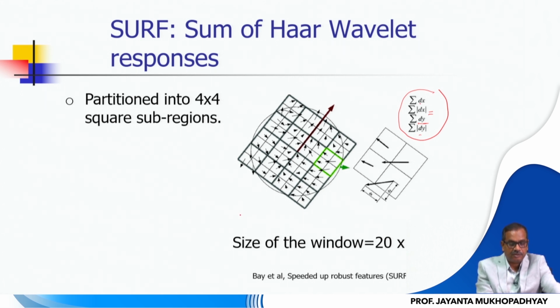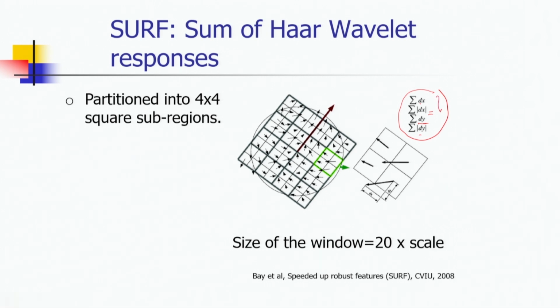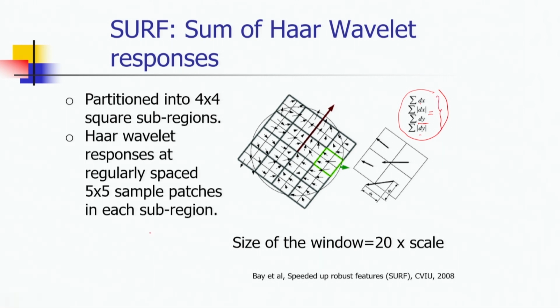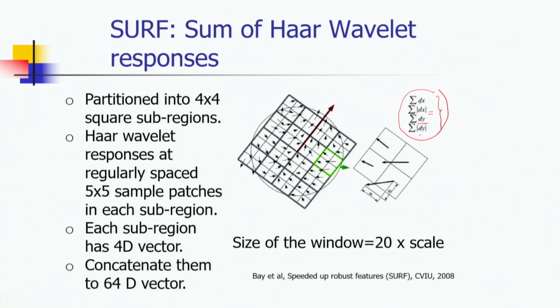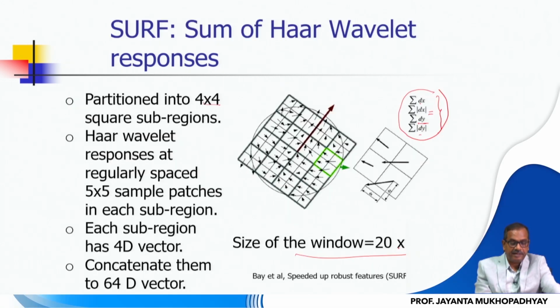The window is partitioned into 4 cross 4 square subregions, and for each subregion you compute these values. Responses are computed on regularly spaced 5 cross 5 sample patches. So each subregion has a 4D vector. We have 4 cross 4 square subregions, so 16 into 4D gives 64D, and the size of the window is 20 times the scale. In this way, SURF will give you a 64 dimensional vector instead of SIFT, which gives you a 128 dimensional vector, and SURF is also found to be quite robust like SIFT, but computationally less intensive.